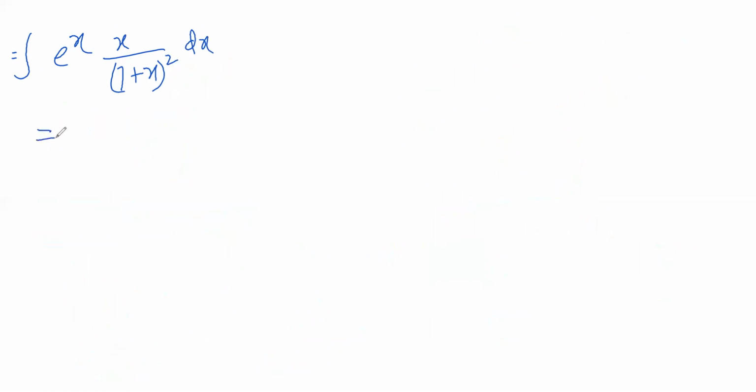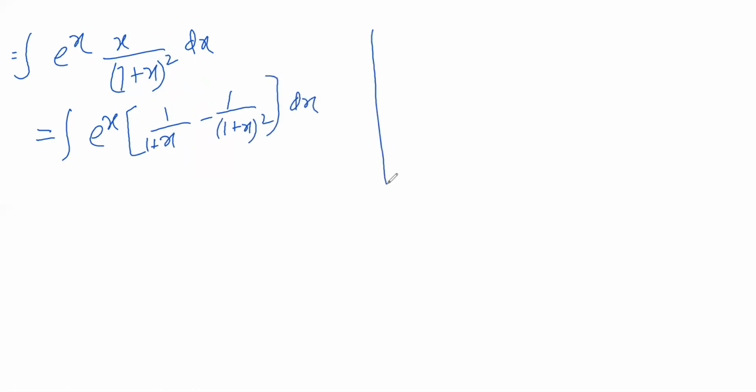This only we are splitting by using partial fraction. So we'll have e power x into, the splitting terms are 1 by 1 plus x minus 1 by 1 plus x the whole square, into dx. Now you see it is of the form e power x into f of x plus f dash of x into dx. The answer by the formula is e power x into f of x plus c.